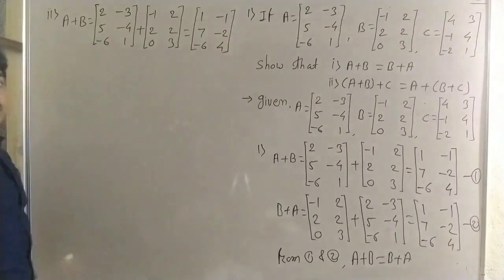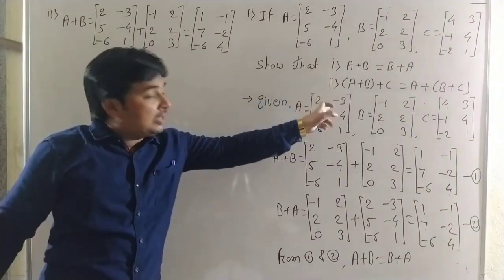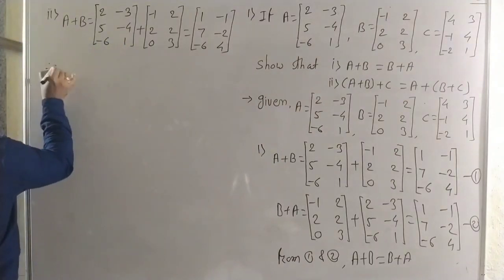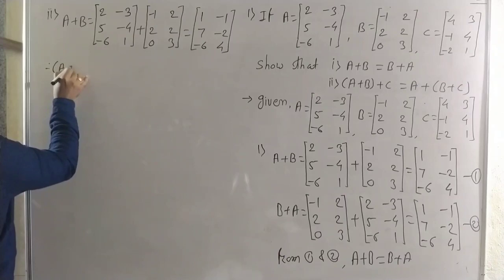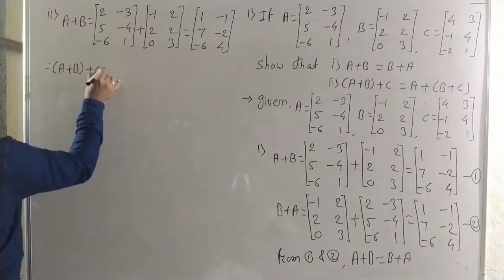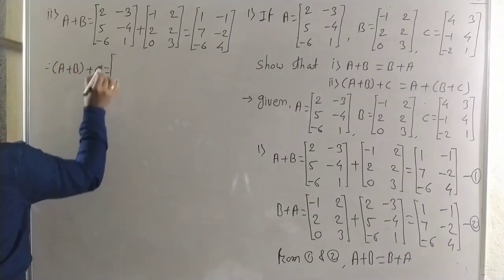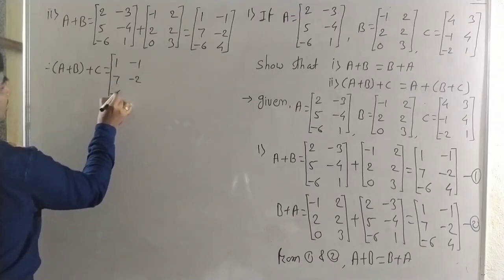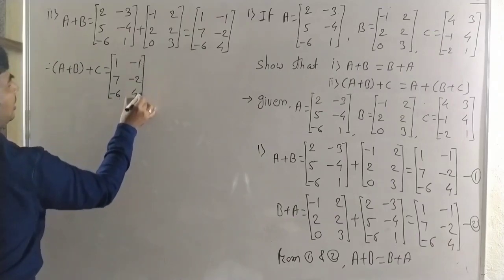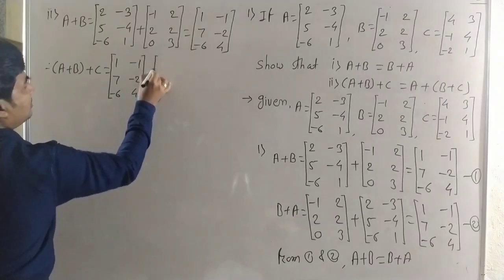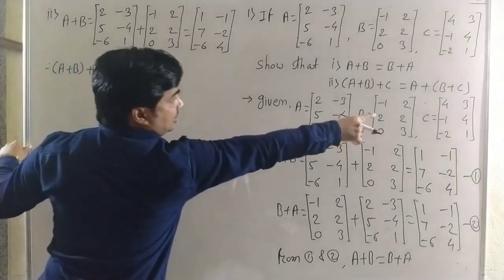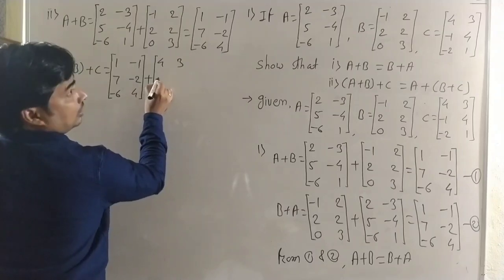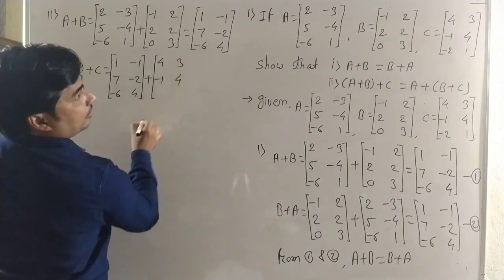It is the A plus B, but we want to find A plus B plus C. Simple calculation. Therefore A plus B, which is 1 minus 1, 7 minus 2, minus 6 4, plus C. And C is this: 4 3, minus 1 4, minus 2 1.